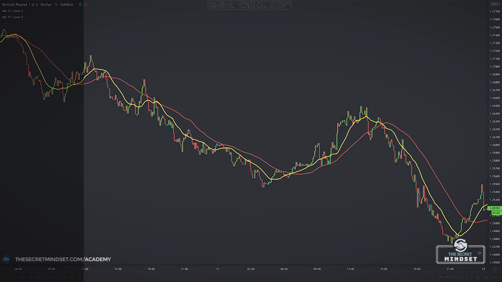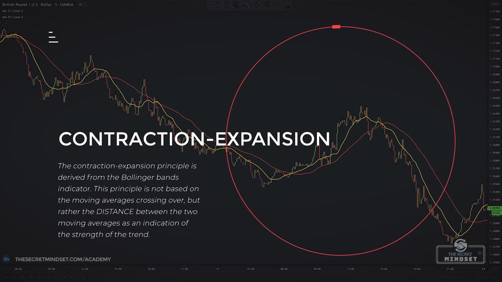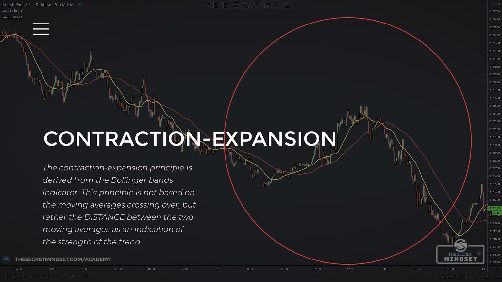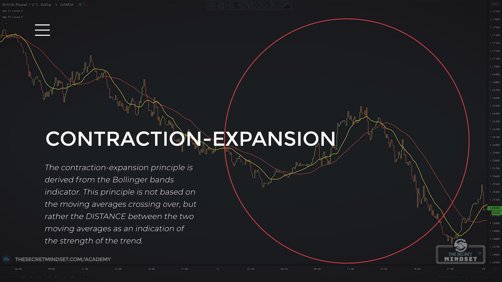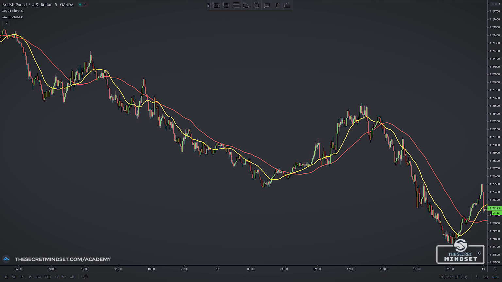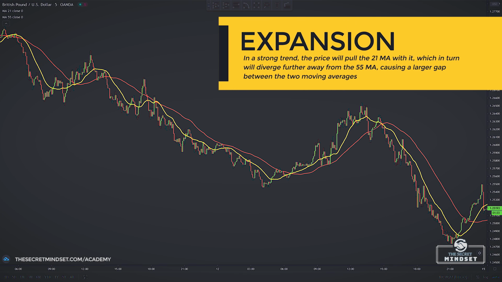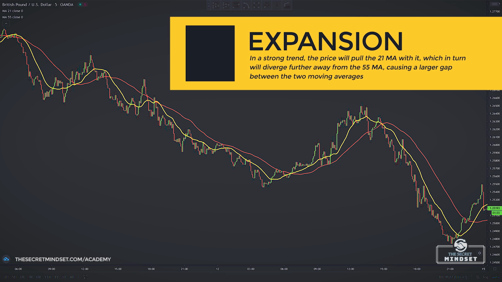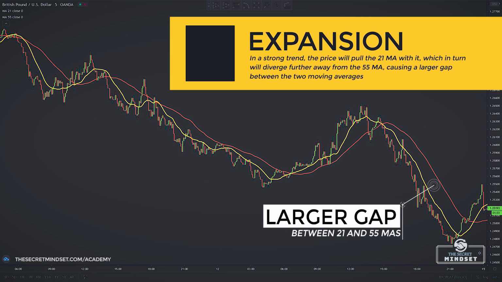The contraction expansion principle is derived from the Bollinger Bands indicator. This principle is not based on the moving averages crossing over, but rather the distance between the two moving averages as an indication of the strength of the trend. When in a strong trend, the price will pull the 21 moving average with it, which in turn will diverge further away from the 55 moving average, causing a larger gap between the two moving averages.